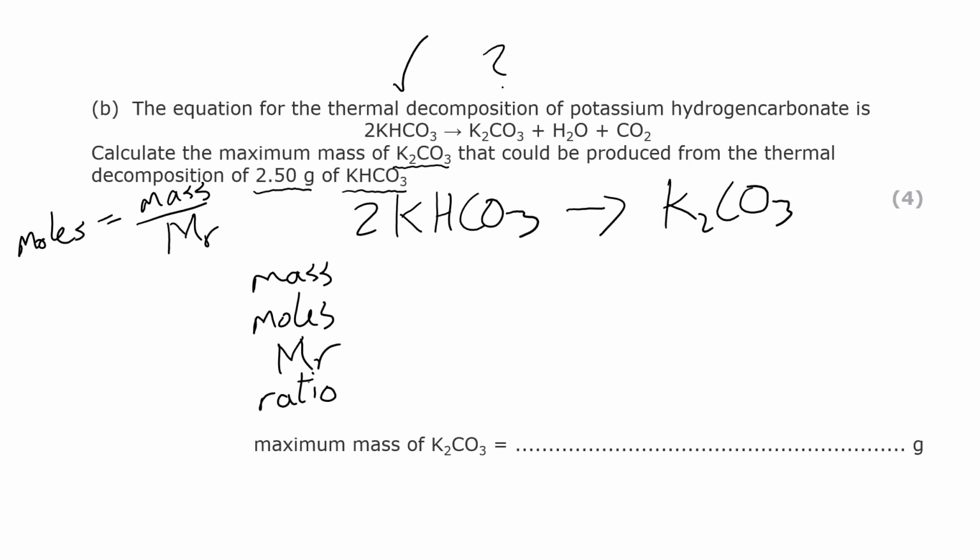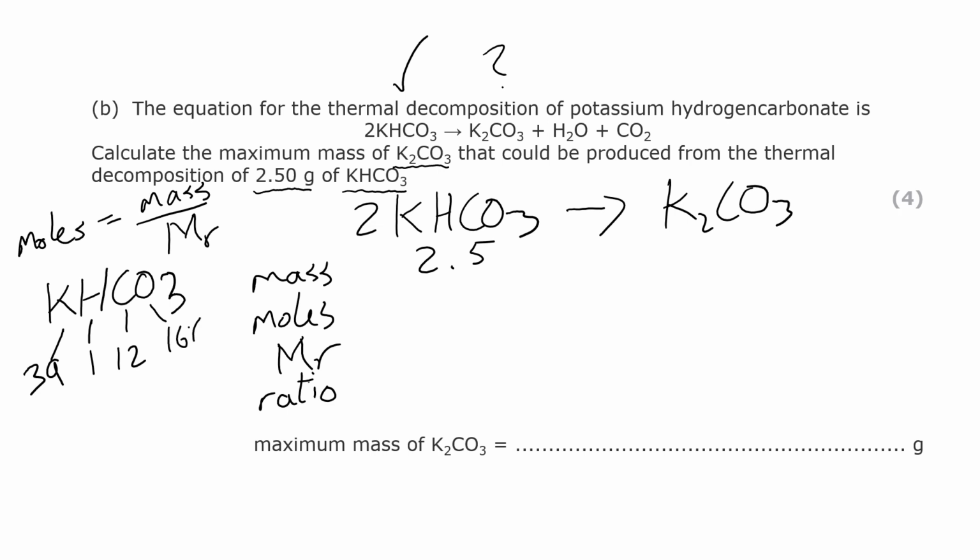So we've got the mass of this one is 2.5. We can work out the Mr. So if I write it over here, KHCO3, using the mass numbers in the periodic table, we can work out the Mr of this compound. So potassium is 39, hydrogen is 1, carbon is 12, and I've got oxygen, which is 16, but I've got 3 of them, so 16 times 3. Add those all together to calculate the Mr, and that should come to 100. So let's pop that in the table.